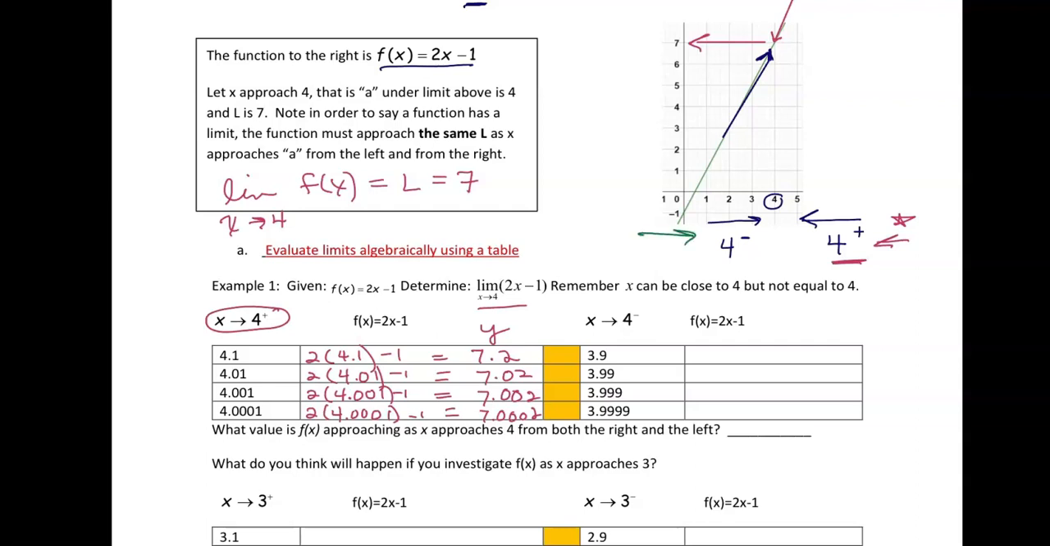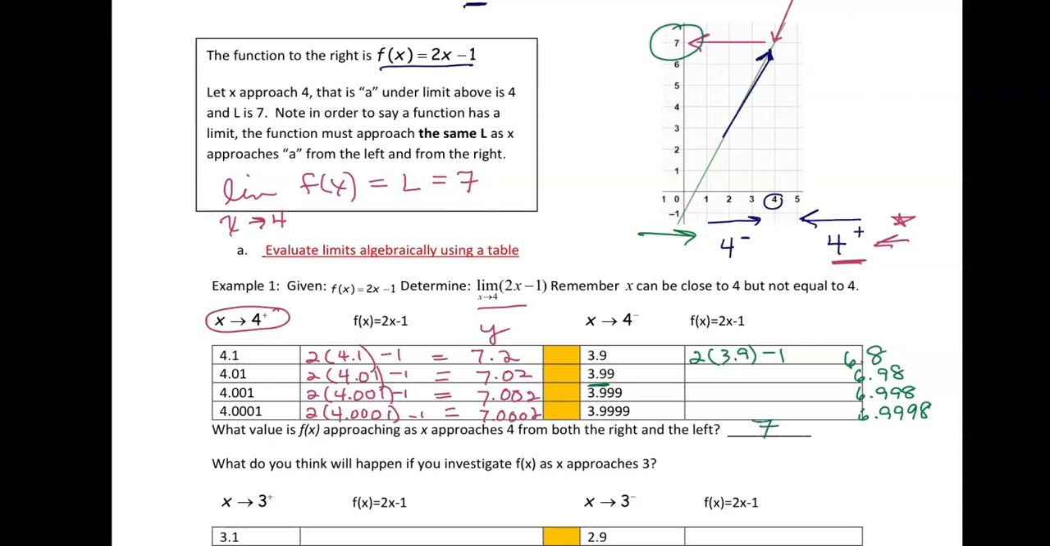So if I plug in 3.9, I'm going to have 2 times 3.9 minus 1. I'll tell you that's going to be 6.8. Then plug in 3.99. That will give you 6.98. Plug in 3.999 with your calculator. You're going to be getting 6.998. And the last one, really close but not quite there, is going to give you 6.9998. Okay, so if you look at it from the left and from the right, what number are you approaching? And clearly you're going to say that it is 7.